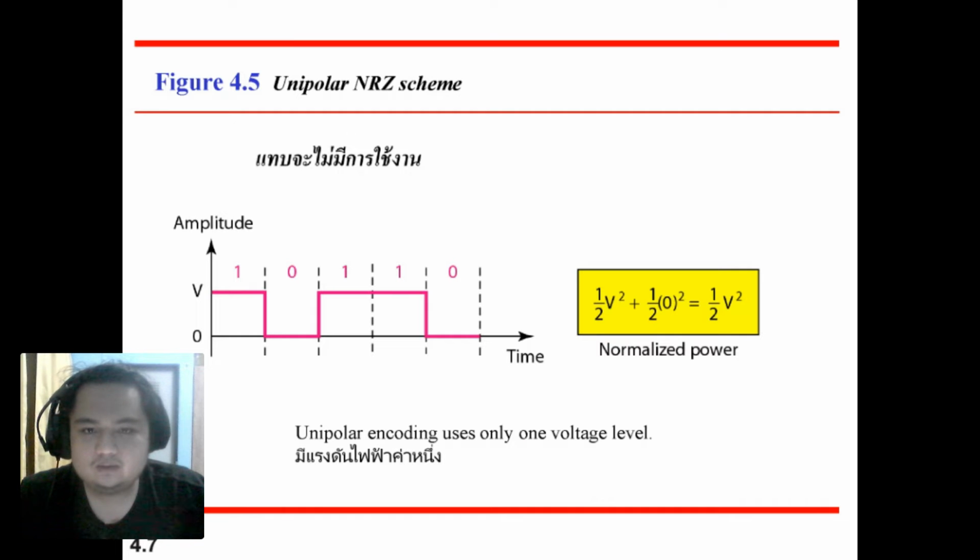First, the unipolar non-return to zero scheme. It uses only one voltage level. Like you see in the picture, bit one is one voltage, and bit zero is zero voltage. This line coding is not used because it has a lot of problems and is useless.